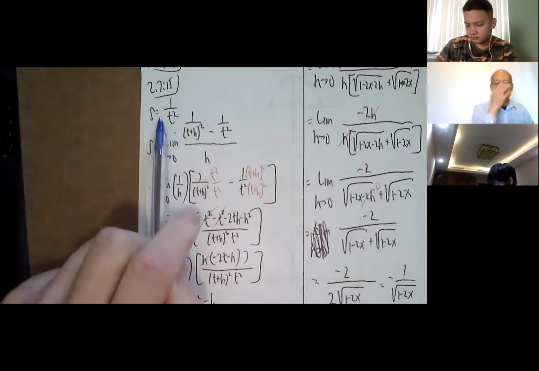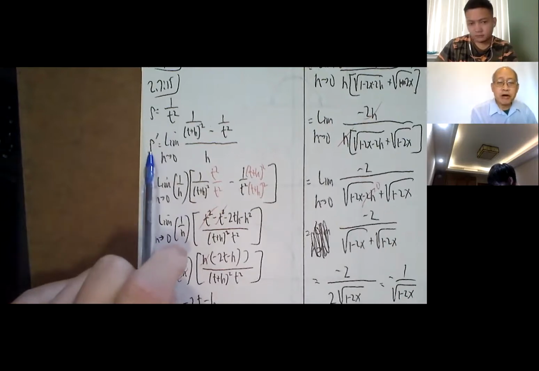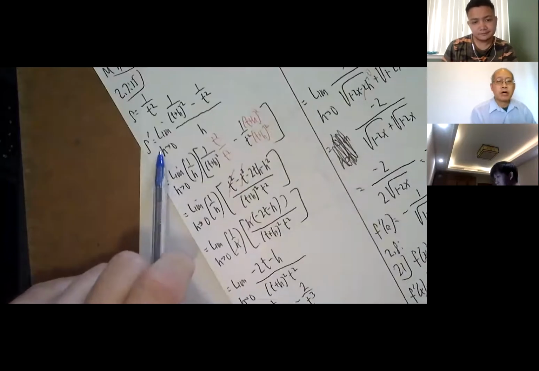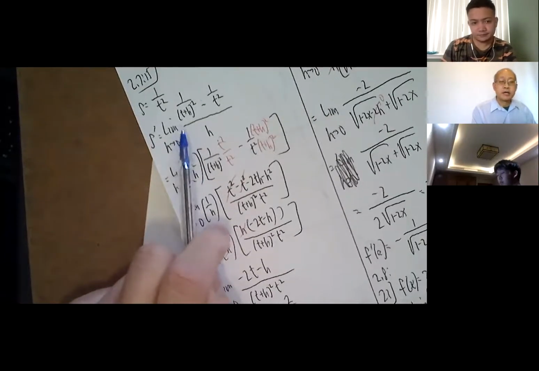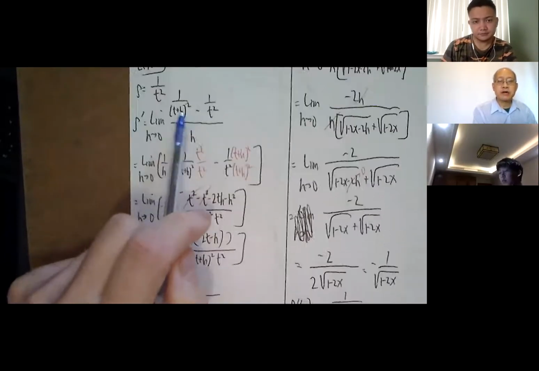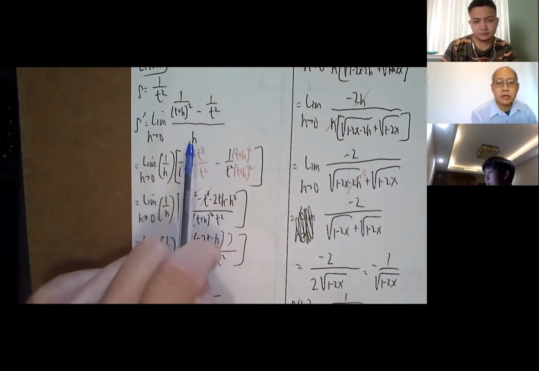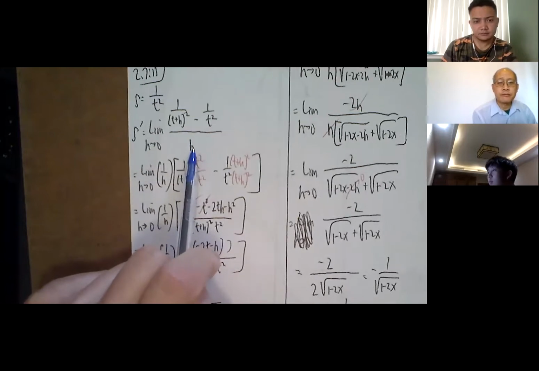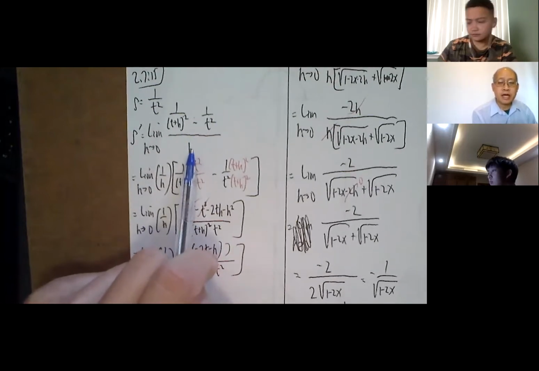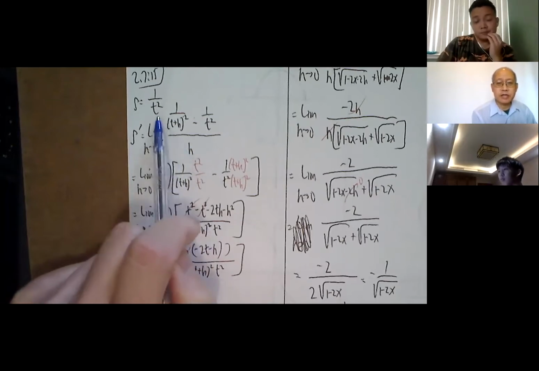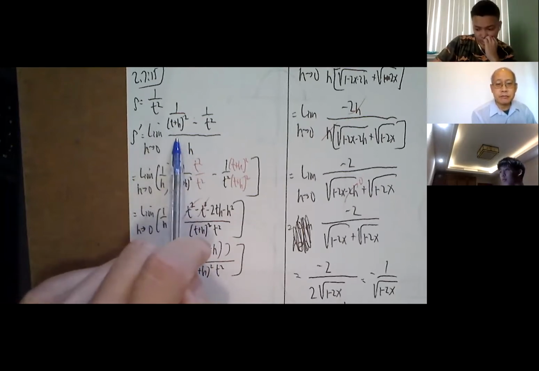S equals 1 over t squared. So s prime, that's like y prime, is the limit as h approaches 0 of 1 over (t plus h) squared minus 1 over t squared, all over h. Right? Formula for the derivative: f of x plus h minus f of x all over h. Only in this case, we're not using x, we're using t. But it's the same thing.